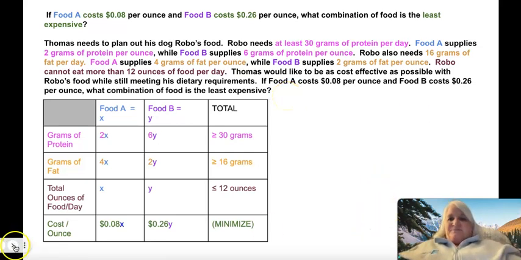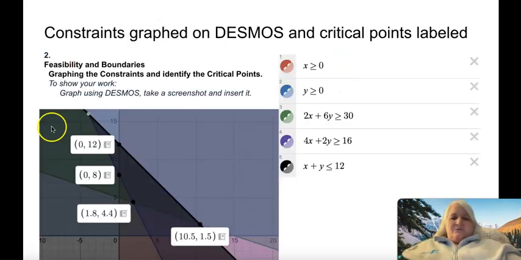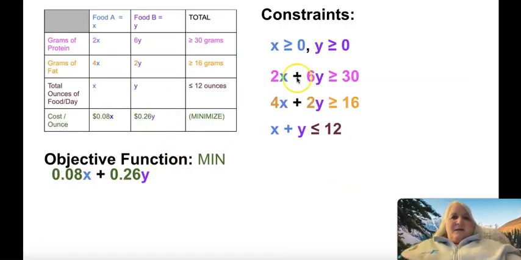Okay, the next thing I do is I write my constraints from my table. So I have 2x plus 6y is greater than or equal to 30, which is right over here. I have 4x plus 2y is greater than or equal to 16, and I have x plus y is less than or equal to 12, okay? And then my objective function.